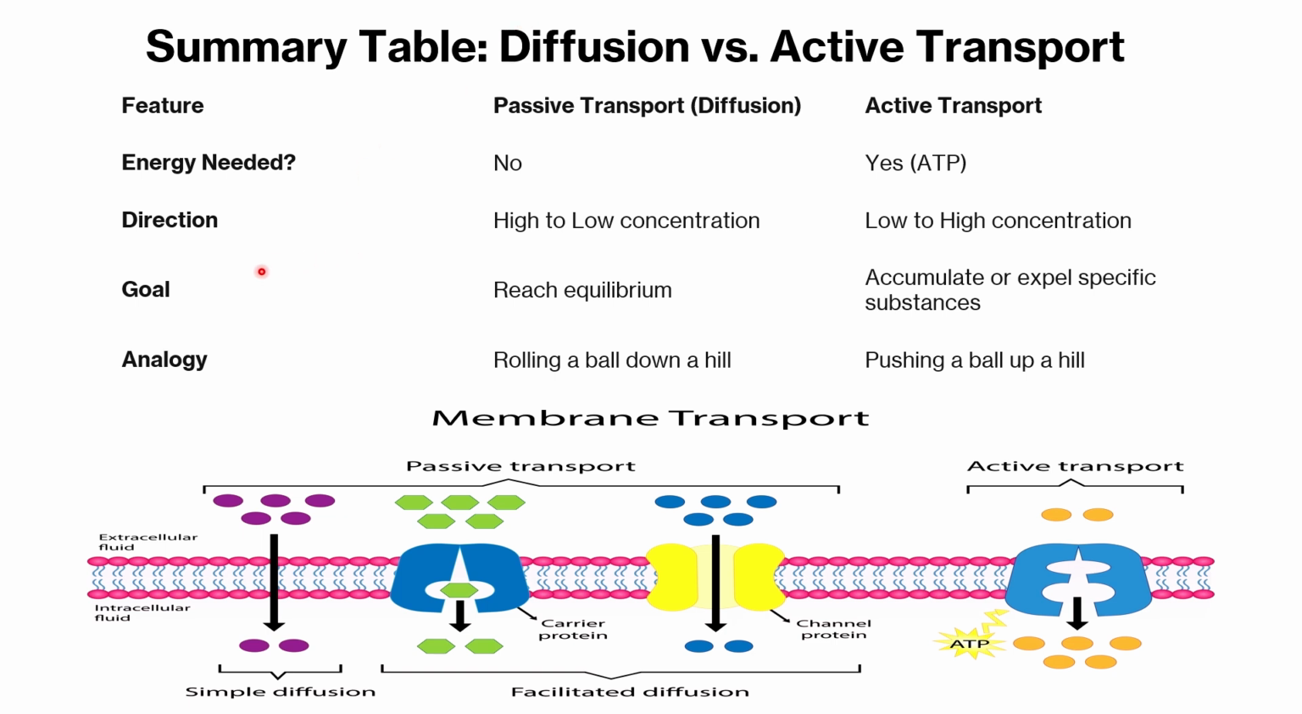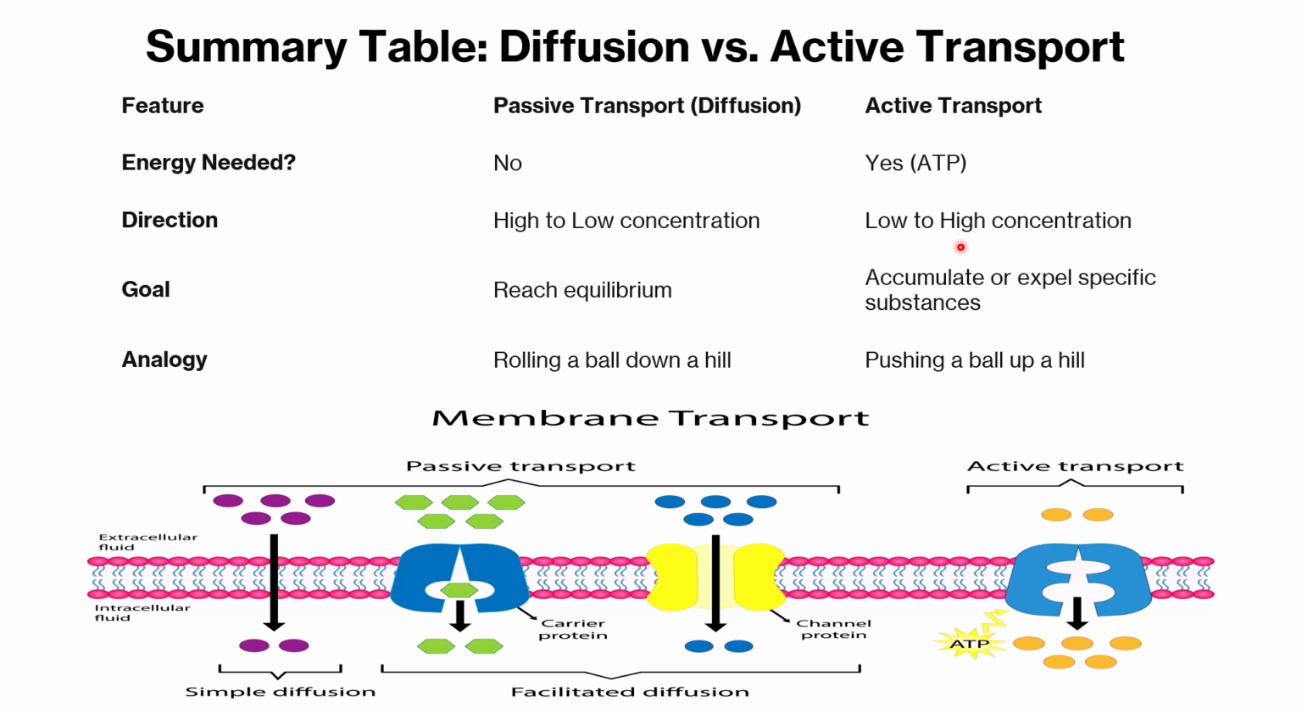And next, consider the direction, meaning the direction of movement. Diffusion always moves down the gradient, from high concentration to low concentration. But active transport is its opposite. It moves up the gradient, from low concentration to high concentration. And the next one is, what is the goal of both processes? Diffusion wants to reach equilibrium. It wants to make a balance. This is a fancy word that just means the particles are spread out evenly everywhere.